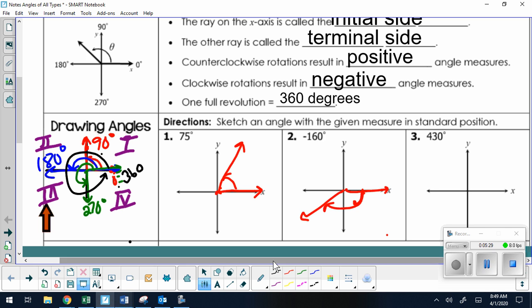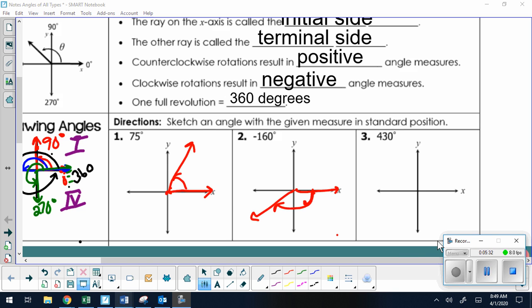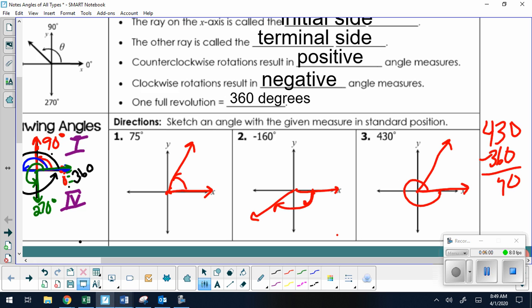And then last but not least, 430. So it's positive, so I'm going counterclockwise. Again, starting on that positive x-axis, I'm actually going to loop all the way around once, and then let's see how much further I need to go. Here's how I decide. That's my looping around once, and then that's going to give me an extra 70. So I'm going to go an extra 70, which is between 0 and 90. So it's going to go to there. Okay, so that's our first video on our angle measures.